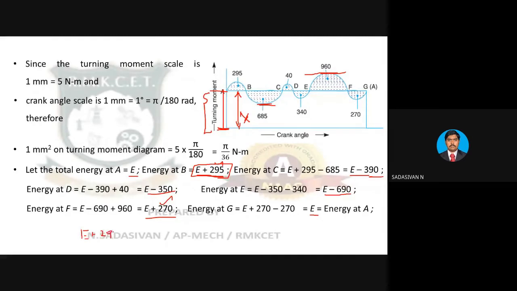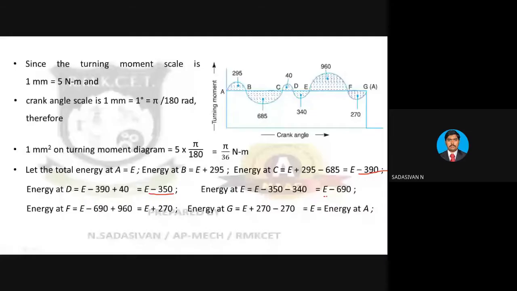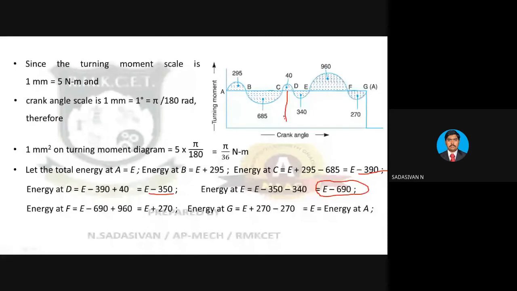Correct? Similarly, what is the minimum value, the lowest value? Now look for only the negative answers. A large number with a negative sign is a very small number. I think you know that. So this is minus 390, minus 350, minus 690 is the smallest number available. That is the biggest negative number. So that is your minimum point in energy. Greater and negative means it will be very much down. Therefore the maximum energy point is E plus 295 at point B. The minimum energy point is energy at point E minus 690.